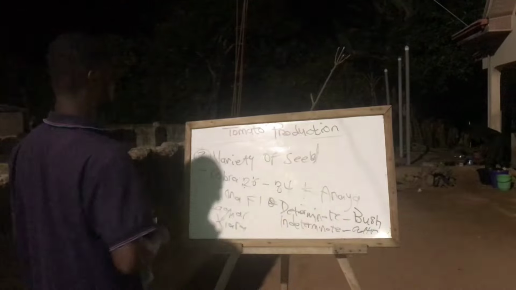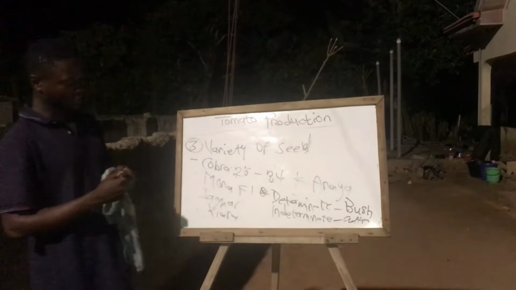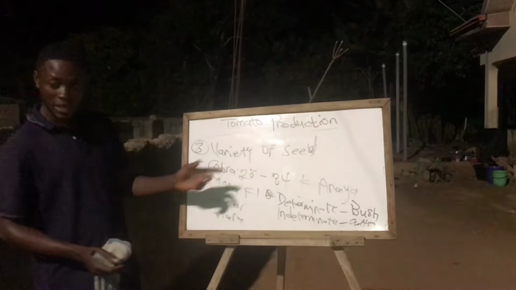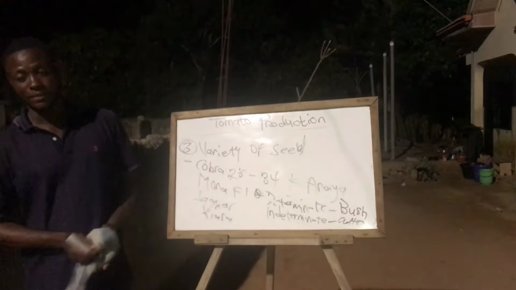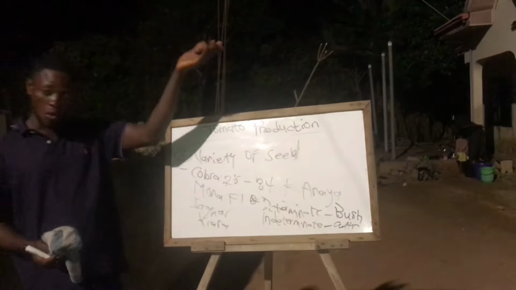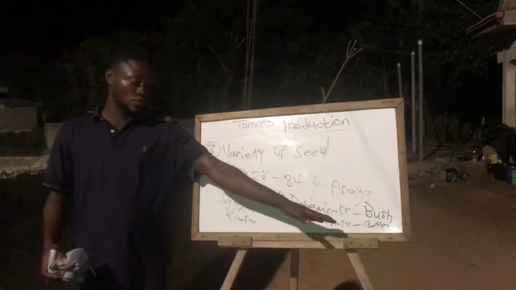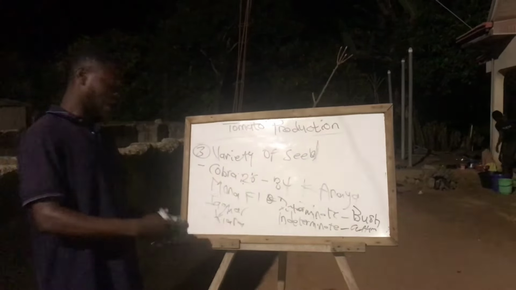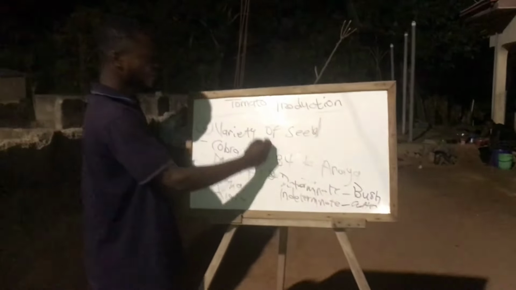Any question about that? So the Cobra 26 or 34, they are indeterminate type. Mona, determinate type. Jaguar, determinate type. Kiara, determinate type. Anaya, determinate type. We have indeterminate varieties over there, the rose and the other varieties. When you ask for indeterminate varieties, they will give it to you. So these are the determinate varieties that we know. They are hybrid varieties.